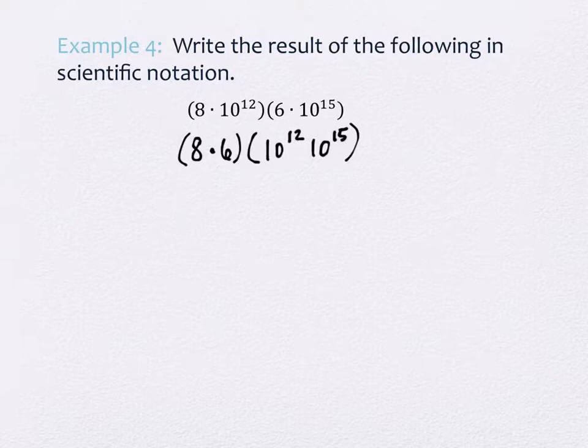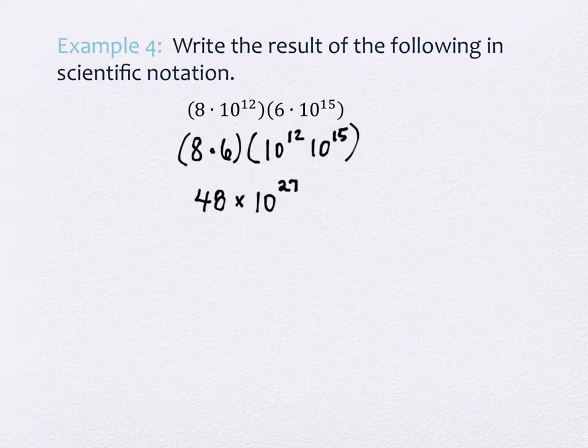So what is 8 times 6? 48. Awesome. Now 10 to the 12th, 10 to the 15th, we have exponent rules, which we learned in the last section of material, or last chapter of material. So what do I do with the 12 and the 15? I add them. So this would be times 10 to what power? 27th. I can't stop here though.